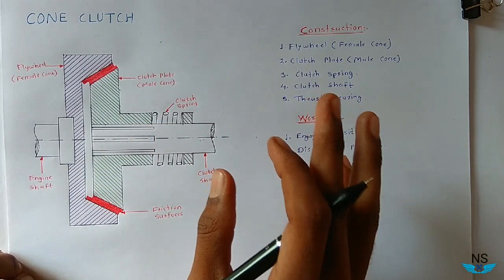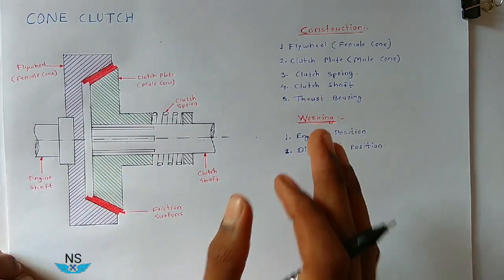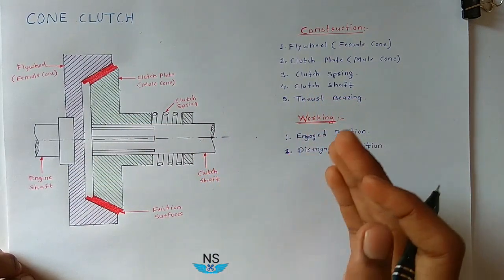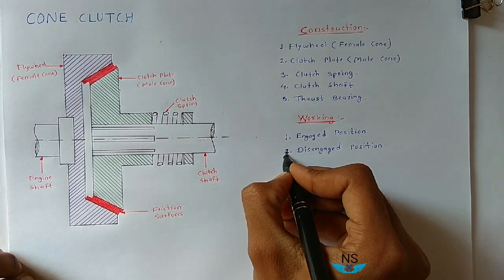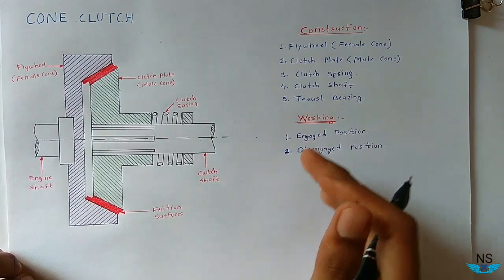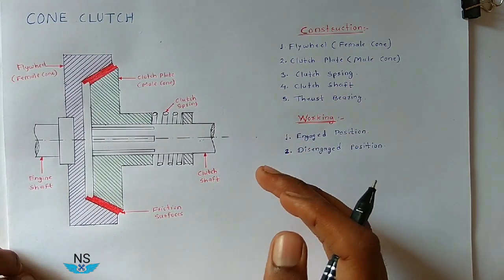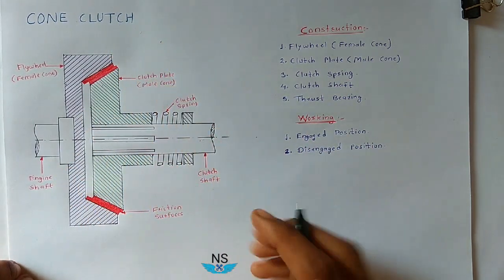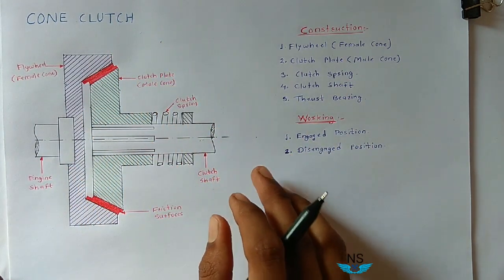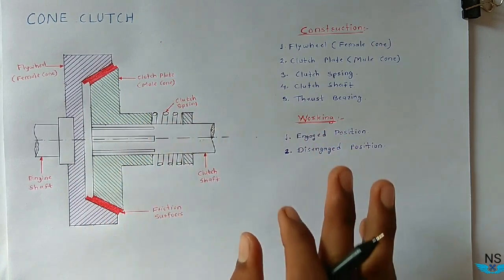So for shifting a gear or at the time of stopping or starting or at the time of lowering the speed, cone clutch is used. So this is the simple construction and working of the cone clutch.